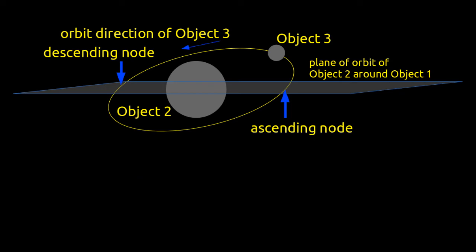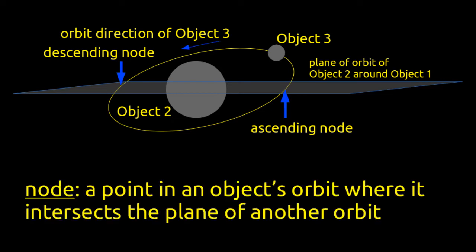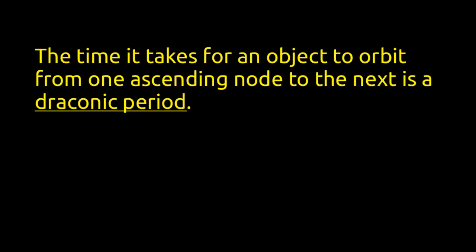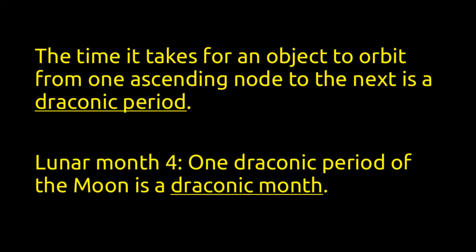If Object 3 orbits Object 2, while Object 2 itself orbits Object 1, then if the plane of the orbit of 3 around 2 is not coplanar to the plane of the orbit of 2 around 1, then one could define a complete orbit as being from one ascending node to the next ascending node, where an ascending node is the point at which object 3 moves from south of the orbiting plane of object 2 to north of that plane. This defines the revolving object's draconic period. One draconic period of the moon around the Earth is called a Draconic Month.